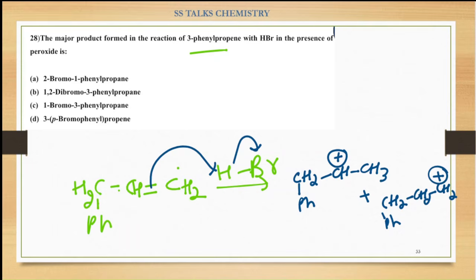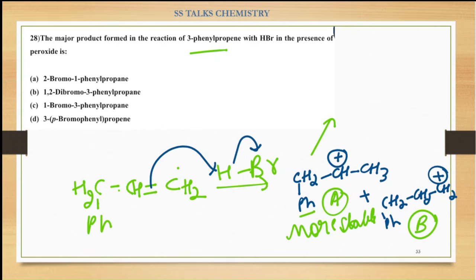So I can see that in the first case this is the A possibility and this is the B possibility of the carbocation. A is the more stable carbocation I am having, okay, because here you can see adjacent groups are attached to it. So that means the reaction is going to proceed through path A.